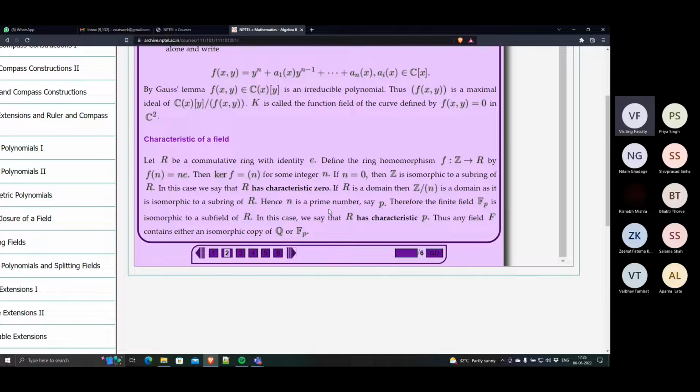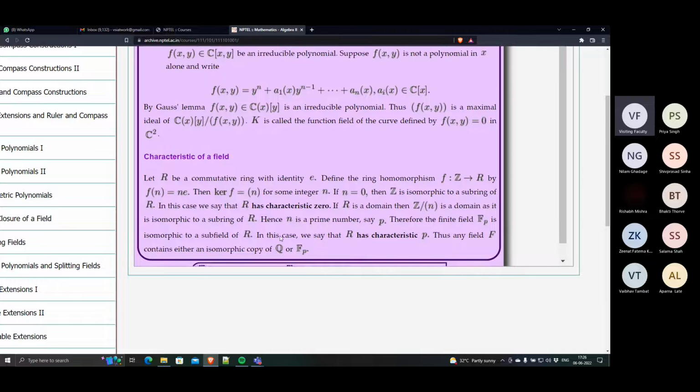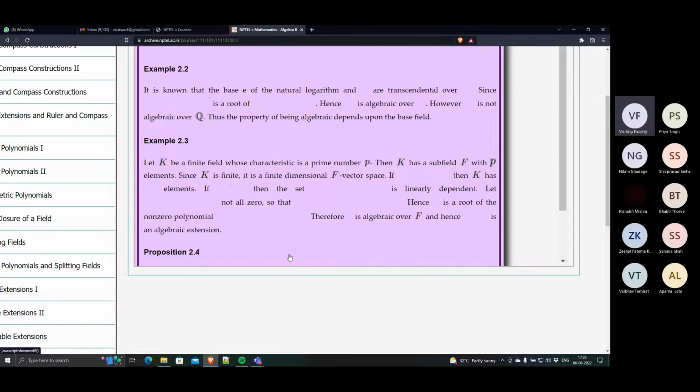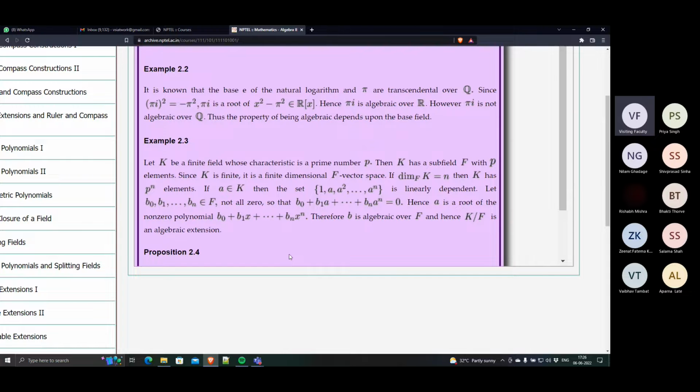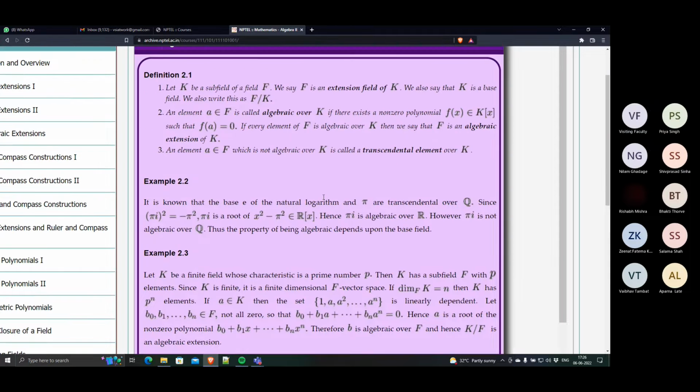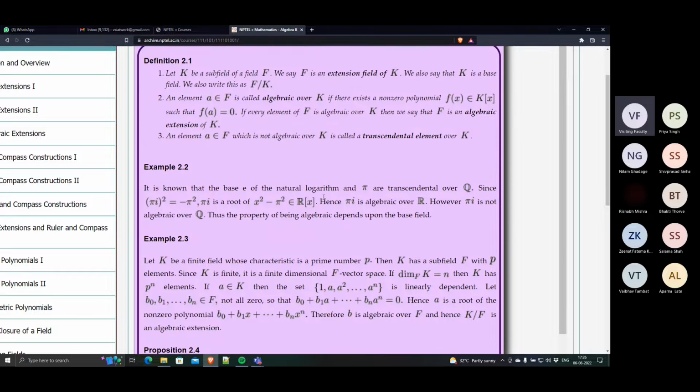For example, when the characteristic is not 0, why should this be a domain? These things are not clear. So we'll argue in more detail in the next lecture. But just remember, the characteristic of a field is either 0 or a prime. I just want to mention a few definitions before we finish.